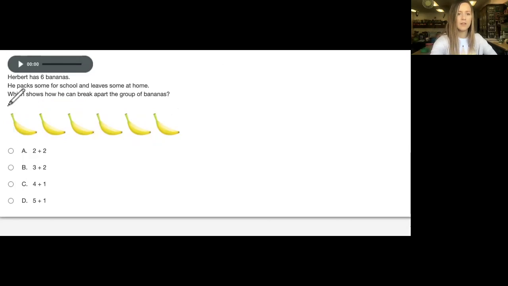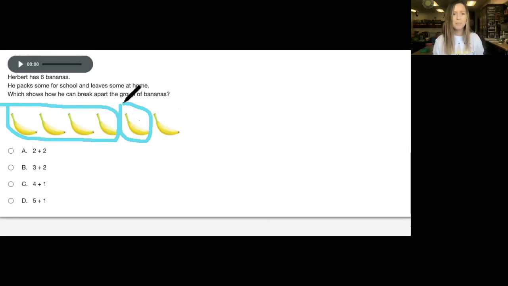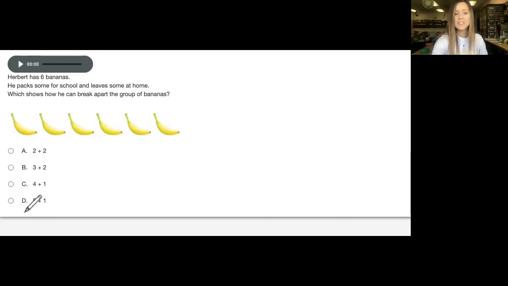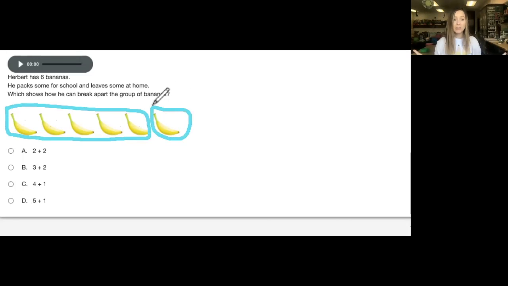Let's try choice C. 4 plus 1. Here's a group of 4 bananas and a group of 1 banana. That's not breaking apart 6 either. Look, there's still a banana left over. Gosh, I hope answer choice D works. Otherwise, I gotta figure something out. Answer choice D says 5 plus 1. Okay, here's 1, 2, 3, 4, 5 bananas and 1 banana left. Did that use all 6 bananas? It did. That's the only answer that works.